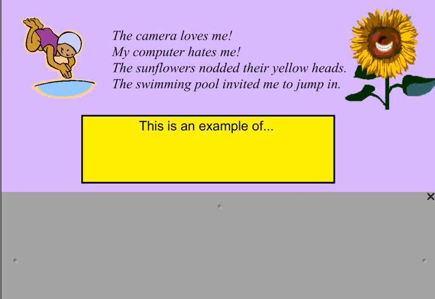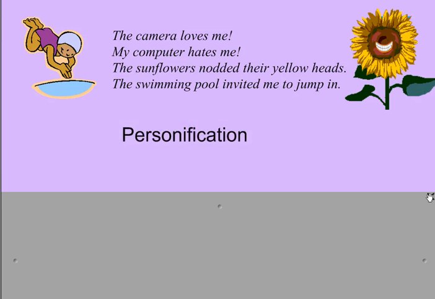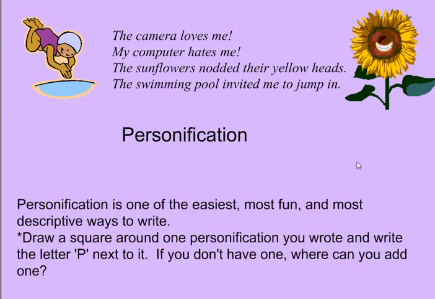Go ahead and write down the letter C. I'd like you to read these 4 sentences and try to determine what type of figurative language this is. This is an example of personification. Remember, personification is giving a human quality to something that is not living, like a table, or maybe to an animal.